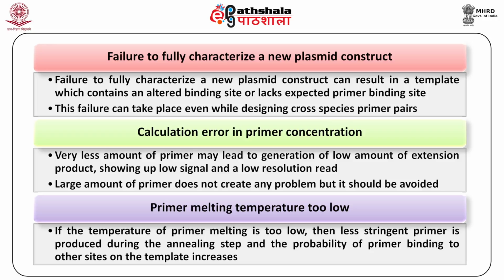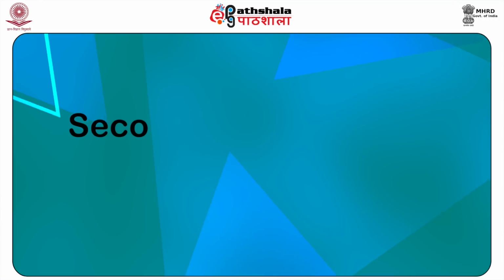A very small amount of primer may also lead to generation of a low amount of extension product, showing up as low signal and a low resolution read. A large amount of primer does not create any problem, but it should be avoided. If the primer melting temperature is too low, then a less stringent primer is produced during the annealing step and the probability of primer binding to other sites on the template increases.